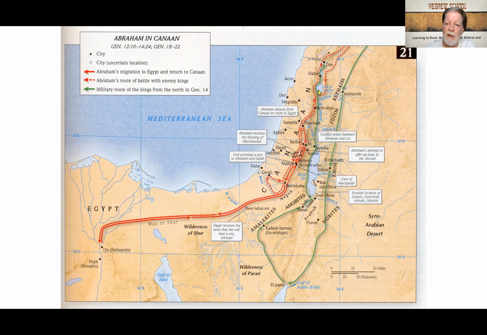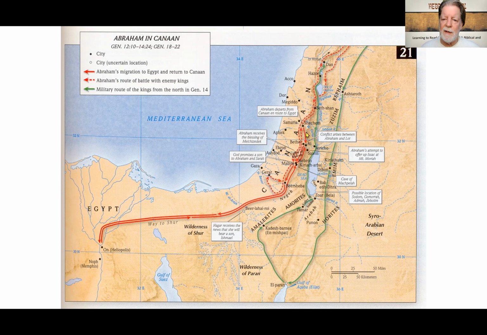Even nowadays, water from the Sea of Galilee that runs south to the Dead Sea is utilized for irrigation and watering crops along here. It's really a very fruitful area, even though it's mainly kind of sandy desert and so forth.